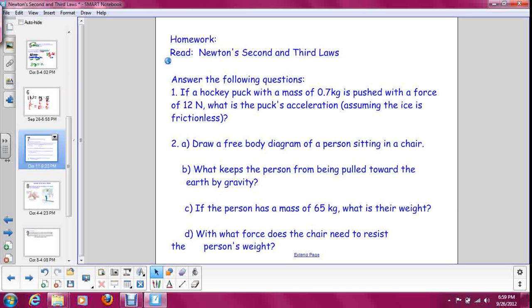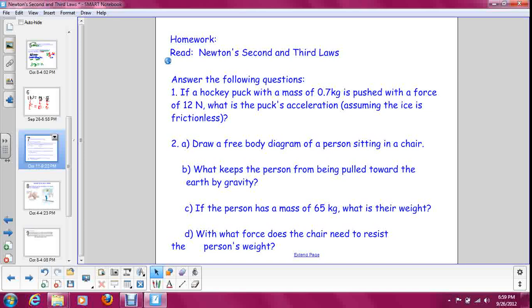Before we move on to Newton's third law, third and final, these are your homework questions for tonight. So answer the following questions. One, if a hockey puck with a mass of 0.7 kilograms is pushed with a force of 12 newtons, what is the puck's acceleration if we assume the ice is frictionless?